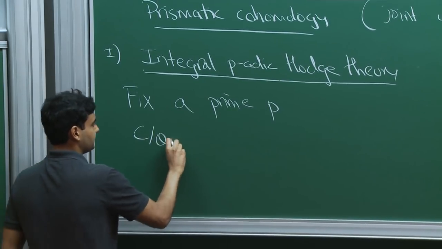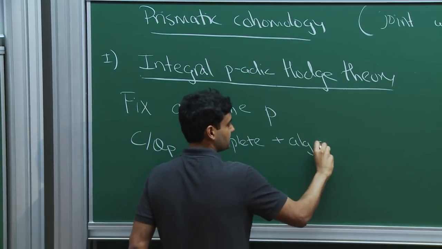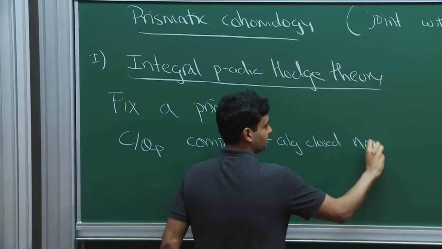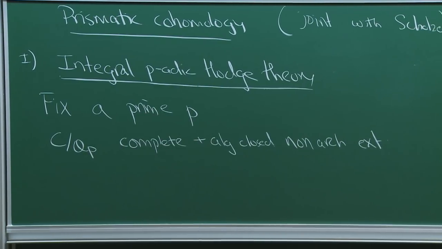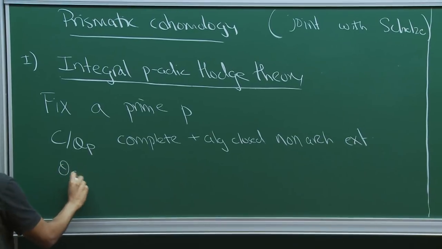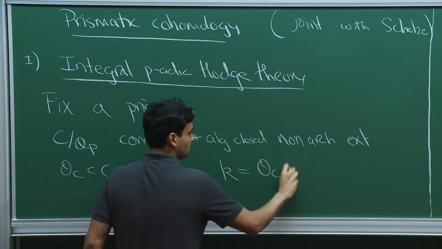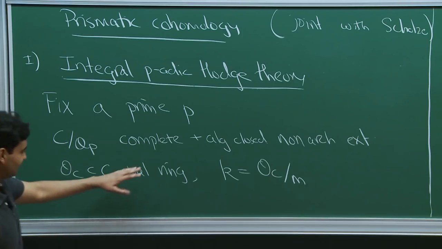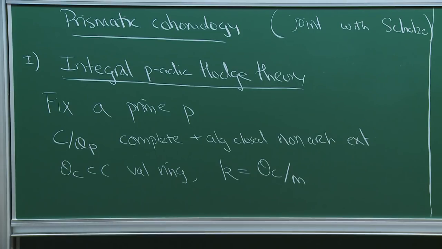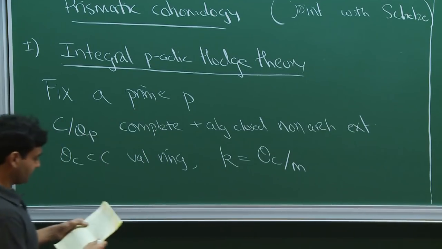C over Q_p is a complete and algebraically closed non-Archimedean extension. And then O_C is the valuation ring. This is a p-adic valuation ring of rank 1, and C is its fraction field. k is the residue field. This is a perfect field of characteristic p.